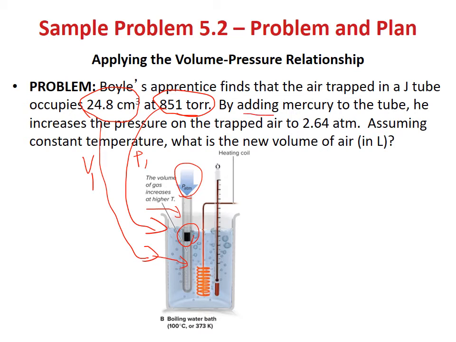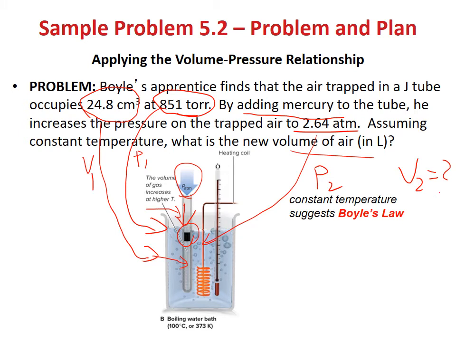Now, when mercury is added, the pressure increases. It increased to 2.64 atmosphere. So this is P2. The pressure changes from P1 to P2. The question is, what is the new volume V2? We know that when we add mercury and increase pressure, the volume will decrease. The question is, what is the new volume?